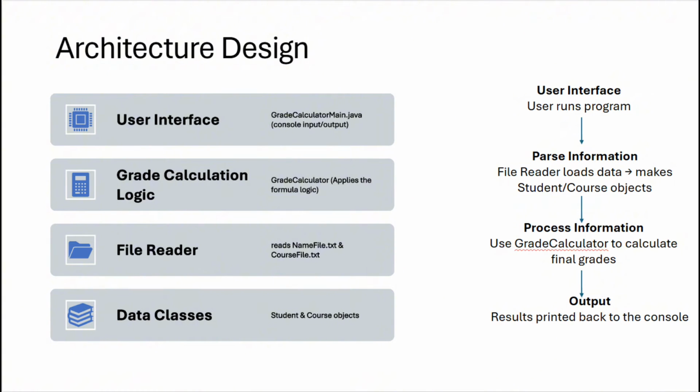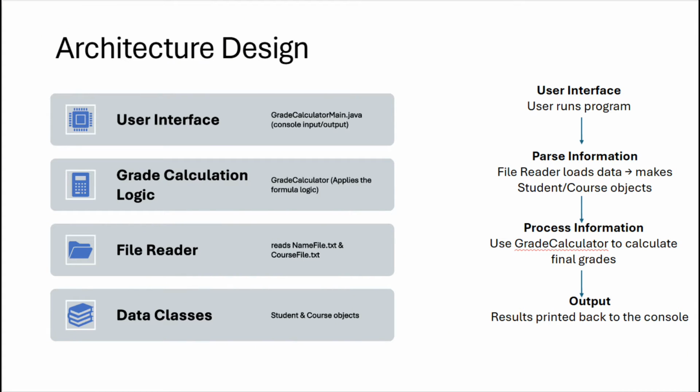Here's our system's architecture. We've adopted a clean, layered approach to keep concerns separated. At the top is a user interface handled by GradeCalculatorMain.java, which deals with all the console input and output. Next, our file reader loads the two text files and turns them into student and course objects in memory. Once we have these objects, the grade calculation logic in the GradeCalculator class applies our grading formula. Finally, the program prints the results back to the console. This simple four-step flow makes the code easy to understand and extend.